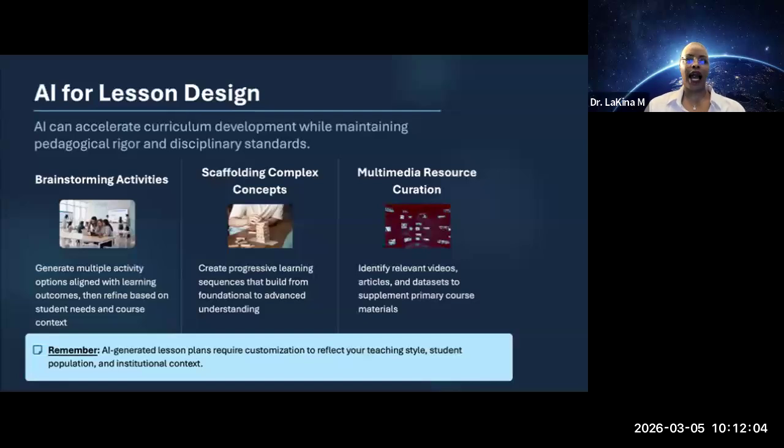AI can help to scaffold complex concepts. You can prompt it to generate a progressive learning sequence, beginning with foundational definitions, moving toward applied case analysis, and culminating in synthesis or evaluation tasks. It can assist in curating multimedia resources. Rather than spending hours searching for supplemental materials, you can ask AI to identify peer-reviewed articles, recent data sets, or discipline-specific examples. But the key principle remains this: everything must be customized. AI provides a starting structure, but you provide the expertise, the context, as well as the nuance. Used correctly, it can definitely reduce the cognitive load without reducing rigor.